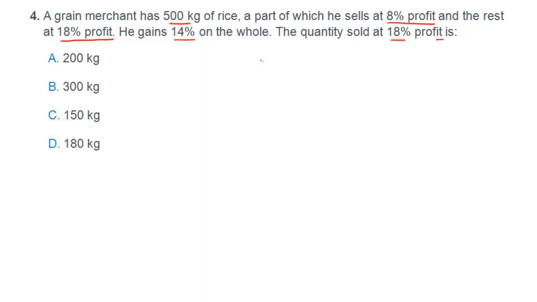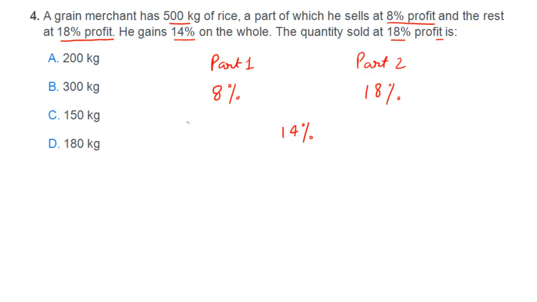Okay, so in this question total 500 kg of rice is there, and he has divided it into two parts. I'm just writing here, this is part 1 and then part 2, and one part is sold at 8% profit and the other part is sold at 18% profit, and overall he gains 14%, right?